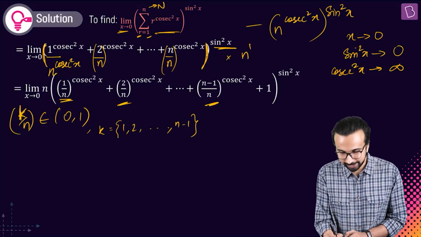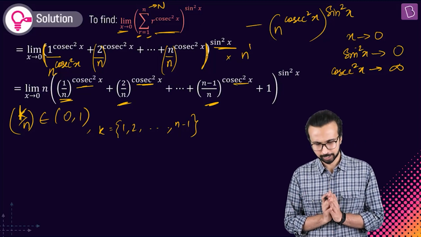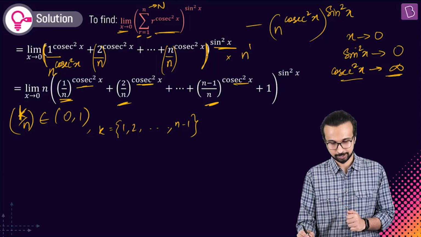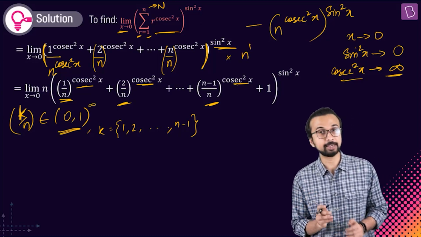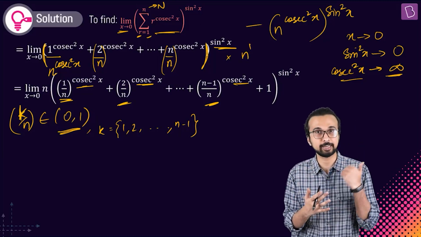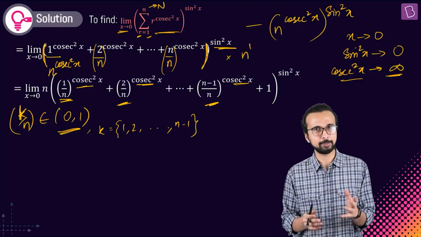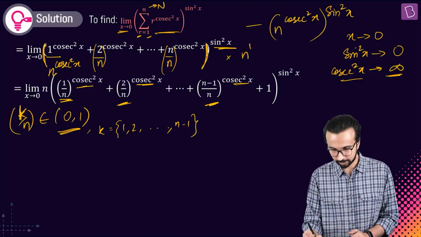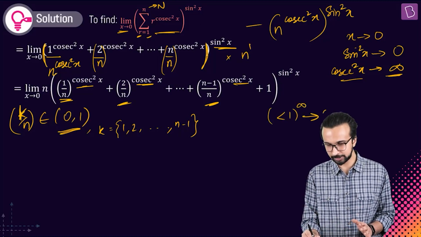All of these are raised to cosec square x. We know that cosec square x here is tending to infinity. So we take a value between 0 and 1 and raise it to the power infinity. Basically, multiply it with itself an infinite number of times. So you take a value between 0 and 1 and multiply it with itself an infinite number of times, what do you get? You get a value lesser than 1 raised to infinity. Basically, you get a value which tends towards 0.